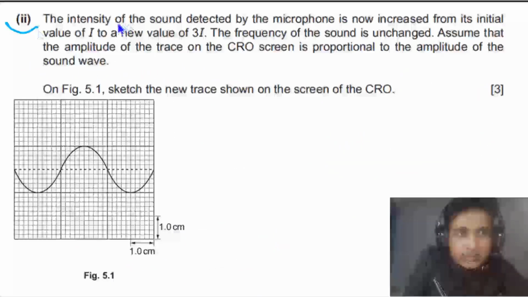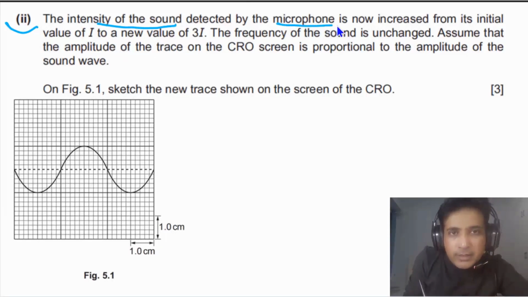For the second part, it is given to us that the intensity of the sound detected by the microphone is now increased from its initial value of I to a new value of 3I.